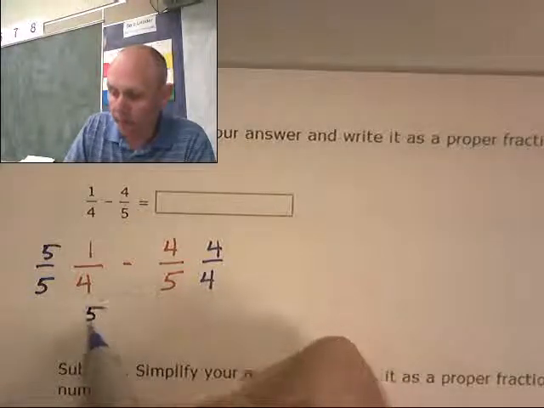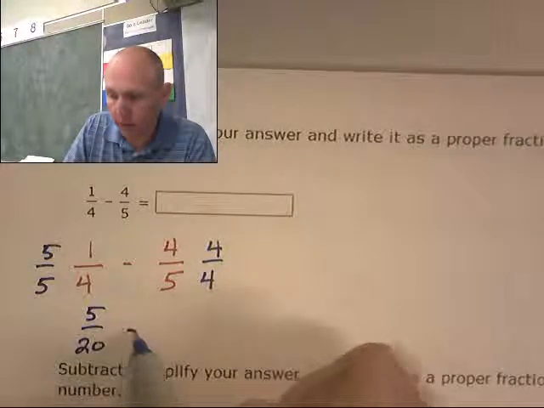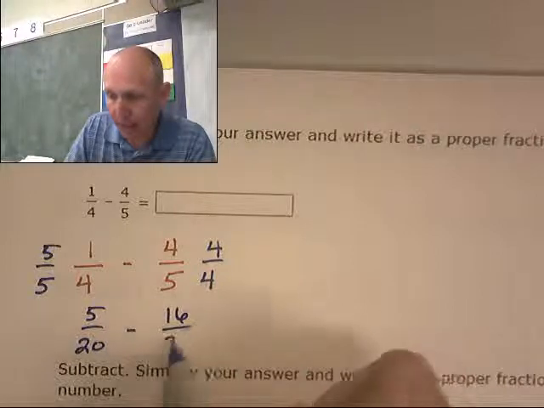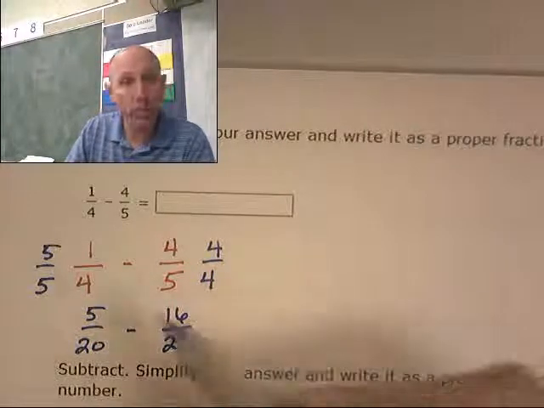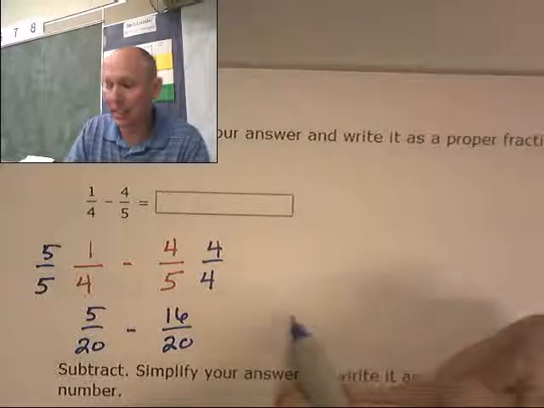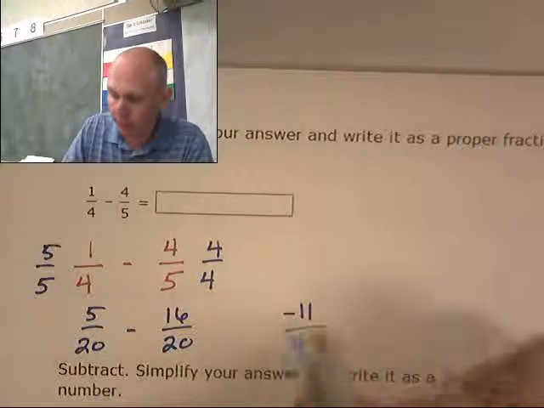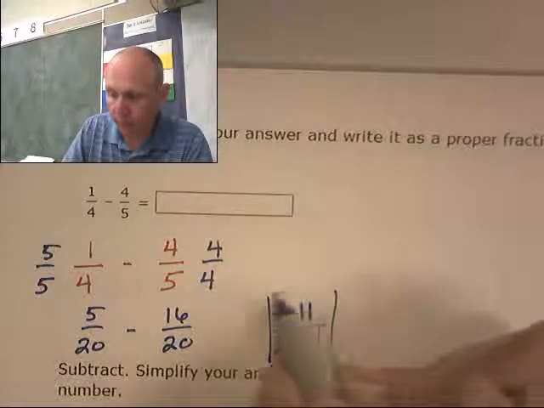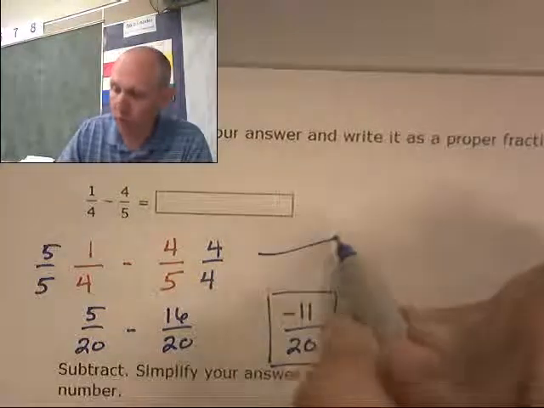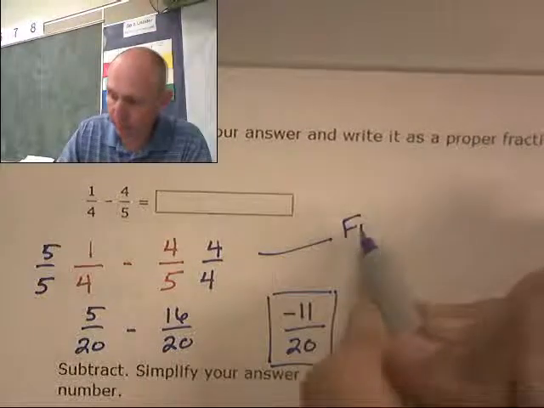This will give me 5/20 minus 16/20. Now I can actually do the subtraction. 5 minus 16 is negative 11. Common denominator is 20. So once again, I'm using fancy ones.